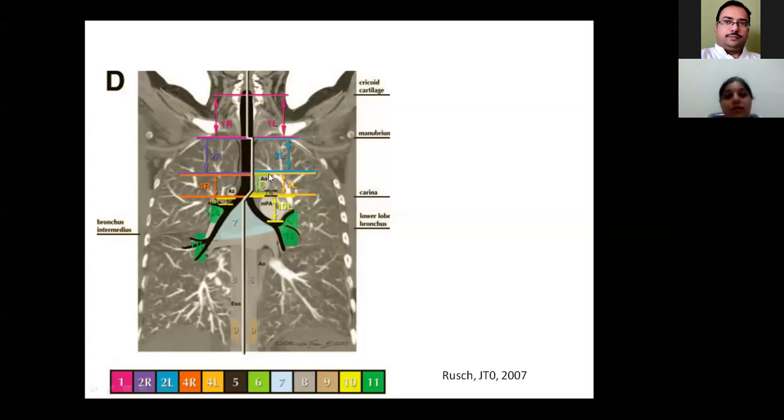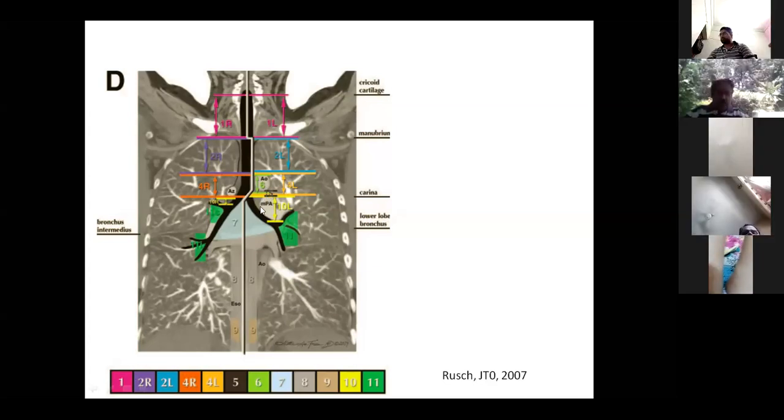The level 4 on the left side lies between the upper and the lower part of the aortic arch. And then there is a level 5 group of lymph nodes which lie between the vessels, that's the aorta and the main pulmonary artery. So between these two levels lie the level 5 group of lymph nodes.